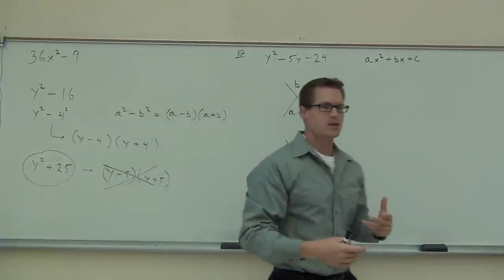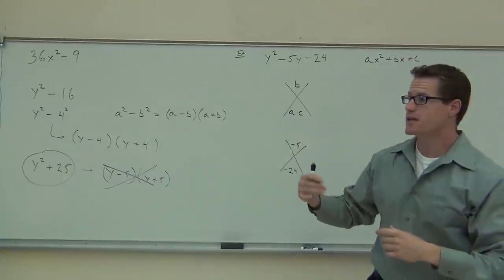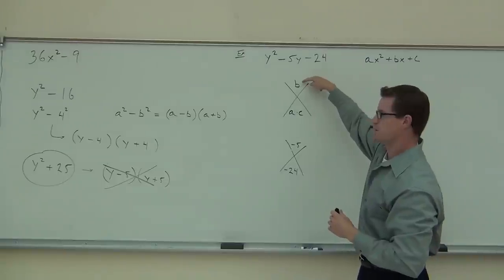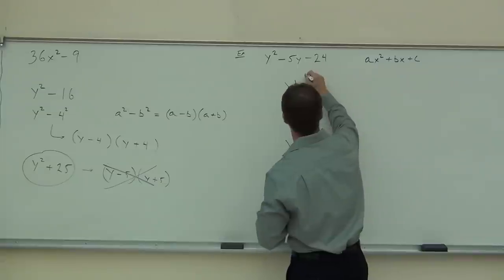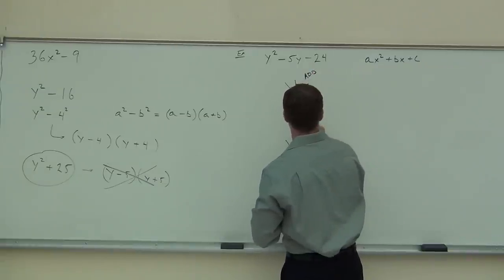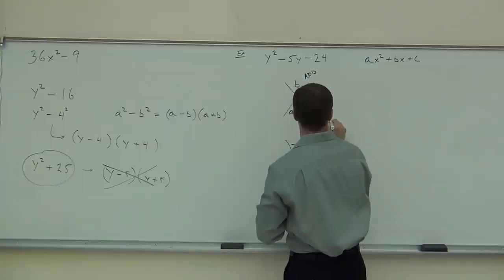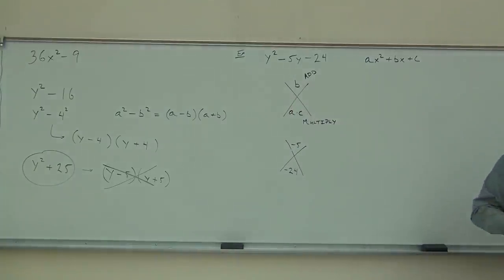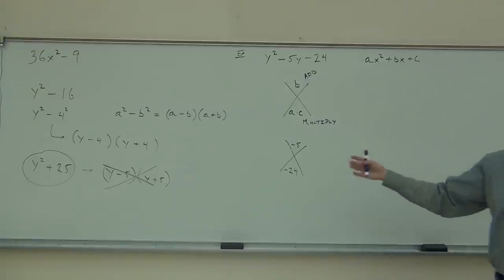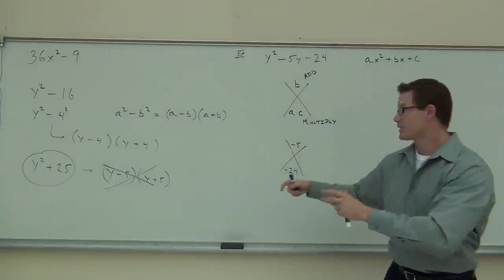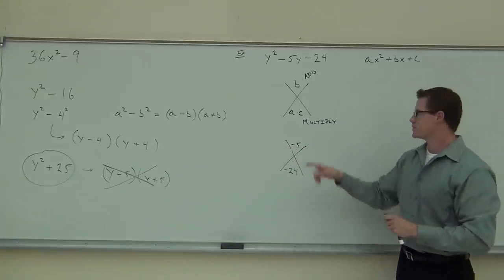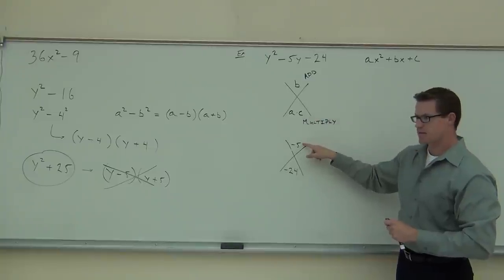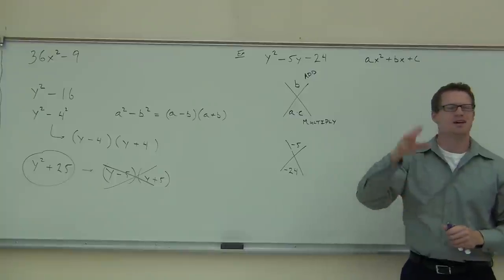And here's what you do. What you try to do now is think of two numbers that at the same time add to this one and multiply to this one. So we're looking to add to this and multiply to this. Now don't say it out loud, I want everyone to think about it, because this is really the hard part of factoring, thinking of these numbers.